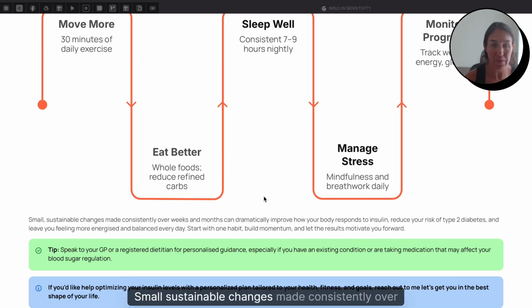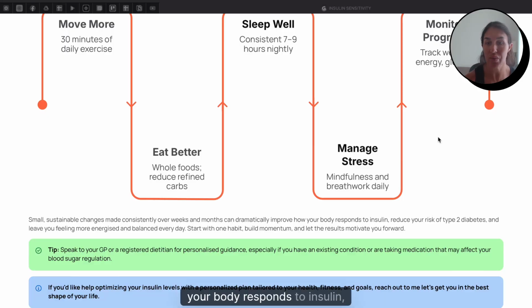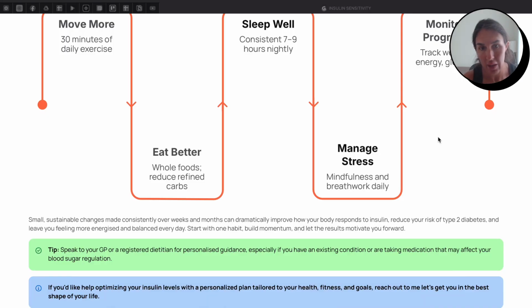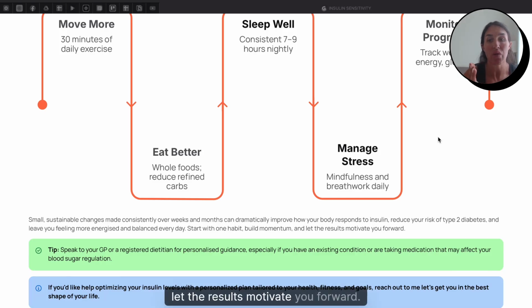Small sustainable changes made consistently over the weeks and months can dramatically improve how your body responds to insulin, reduce the risk of type 2 diabetes, and leave you feeling more energized and balanced every day. Start with one habit, so start with going for a walk a day, and then you build with the momentum, and then you go into another habit. Try then to eat better, whole foods, and so on. And let the results motivate you forward.